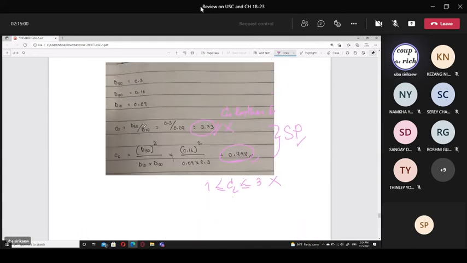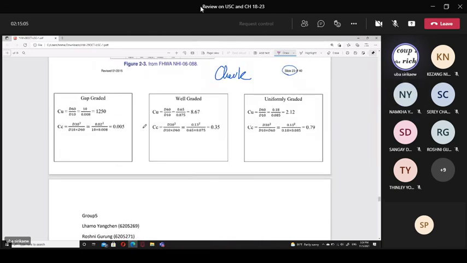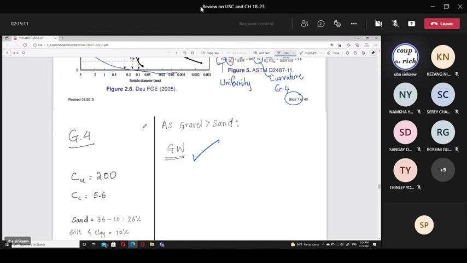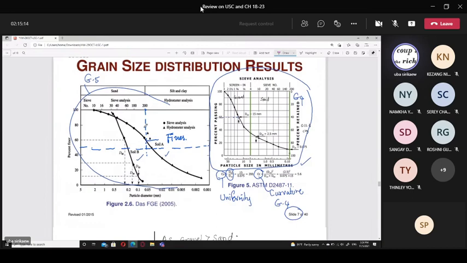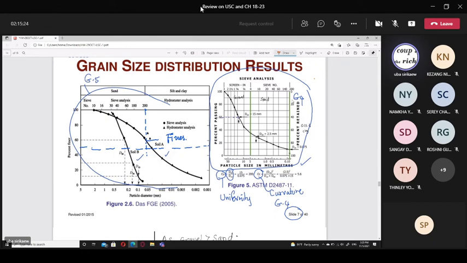Group number 4, are you there? Group number 4. Yes. For group number 4, you take a look at this. If you don't believe it, you have to check. See this? Go to 200. How many percent do you get? 10%, right? Yes.